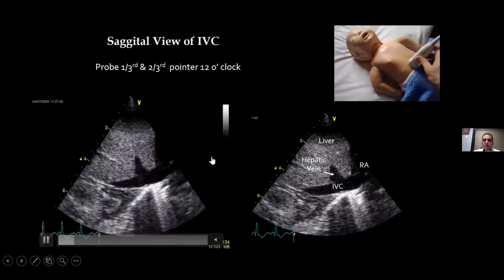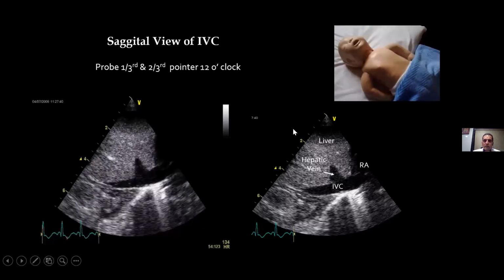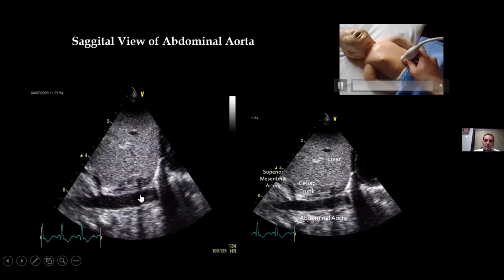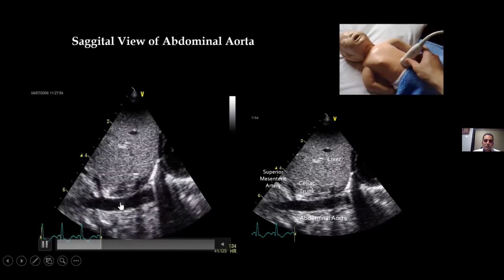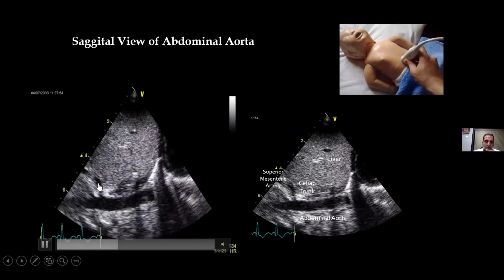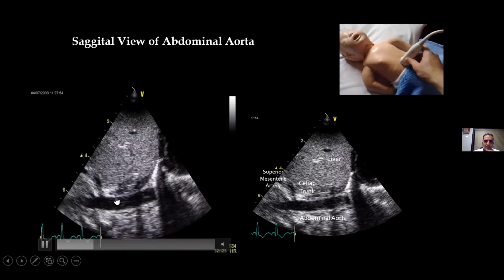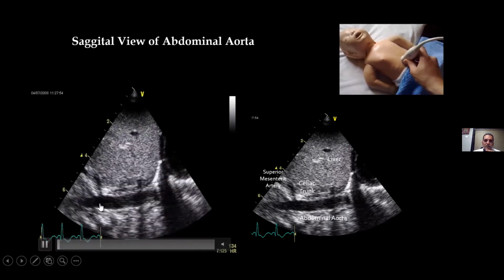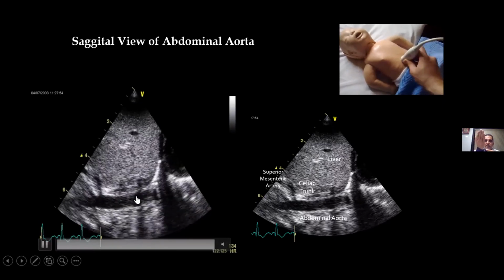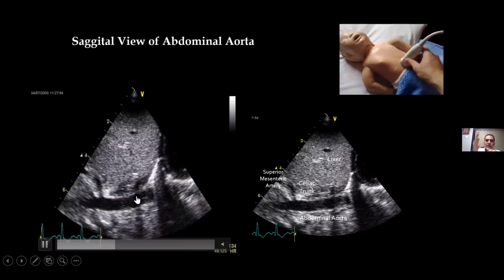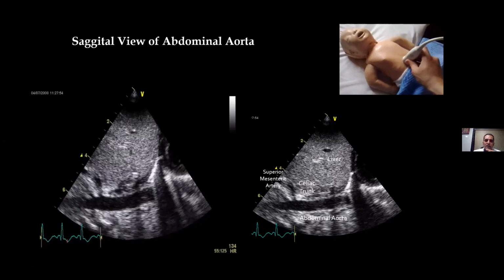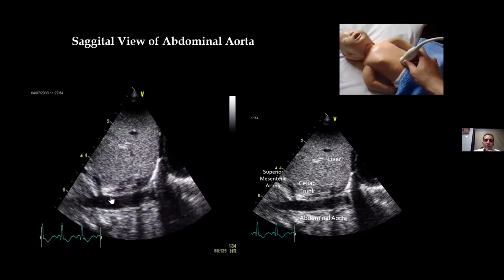Okay. And when you sweep this probe towards the left side, you will start seeing this vessel, which is pulsatile. You see this is your spine. Then there are two branches here, the celiac trunk and SMA. So this is your abdominal aorta. If you sweep towards the right, it is IVC. Sweep towards the left, with the pointer again the same at 12 o'clock position, you will start seeing your abdominal aorta.